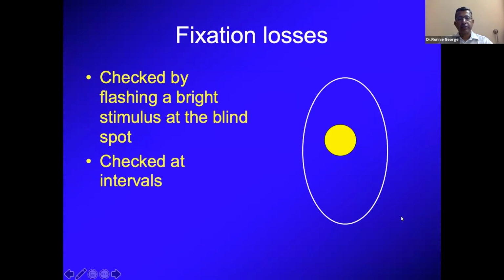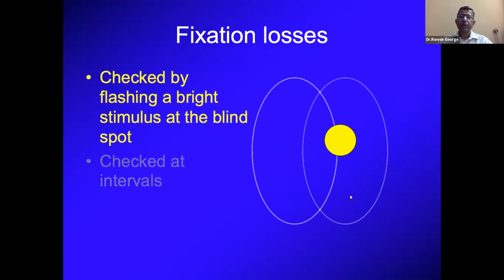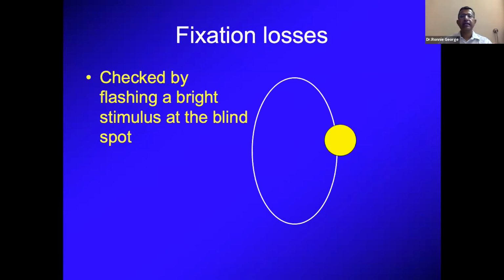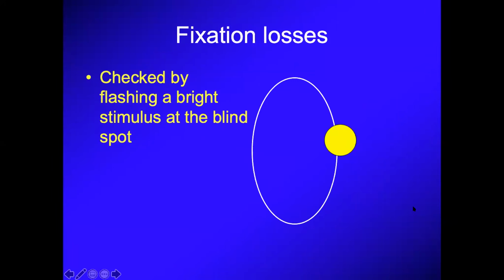Fixation losses are traditionally checked by this technique called the Heijl-Krakau method. What it does is, in the beginning, the machine plots what your focal threshold is. It also maps out where your blind spot is. In between, it sends you a suprathreshold, a bright stimulus. It flashes it at the blind spot. And if you respond to it, they know that the eye has moved out. That's how it checks fixation losses, because traditionally this spot is much smaller than the blind spot. You would not be able to see it.